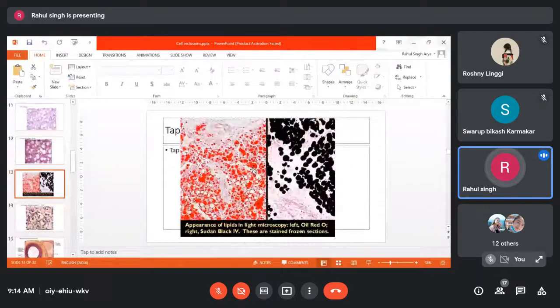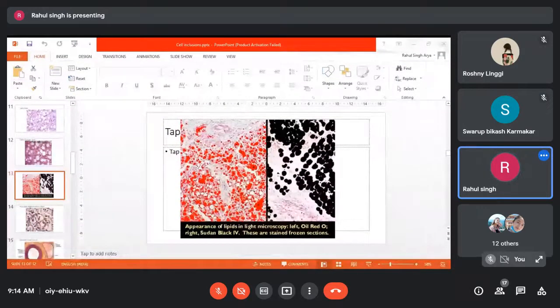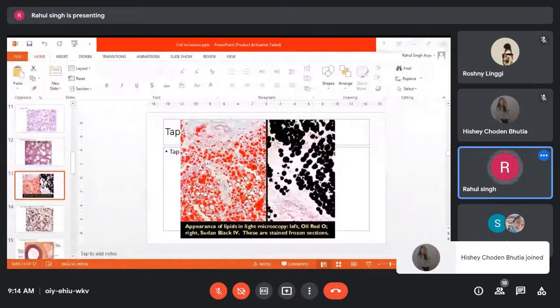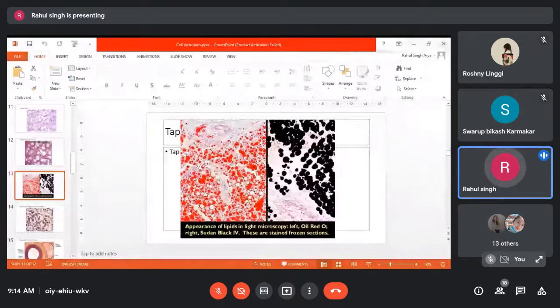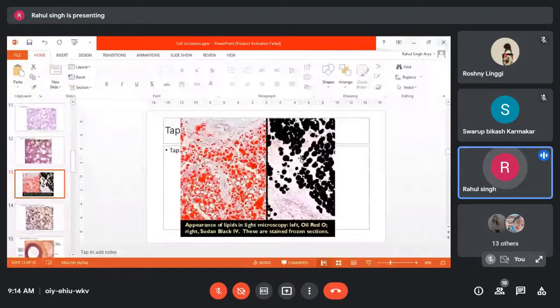So this is the demonstration of fat by special staining. This is oil red O, and this is Sudan black, and both are done in the frozen sections, the cryo sections, cryotomy. They cannot be demonstrated by normal formalin fixed paraffin embedded sections.